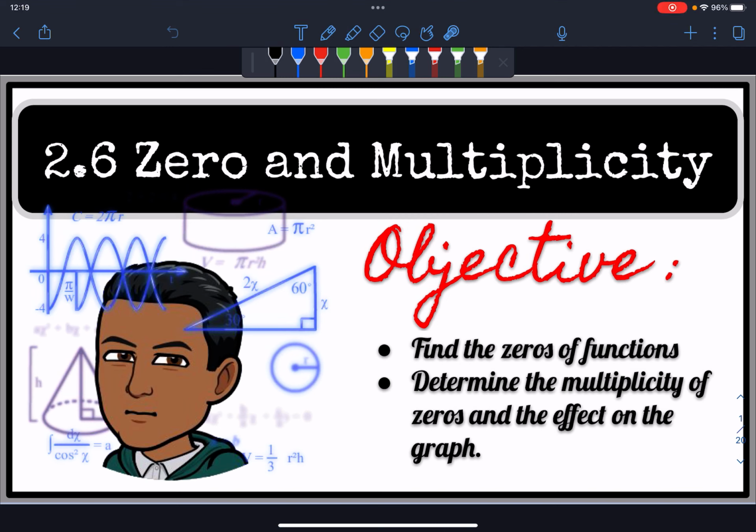Well, hello class. In lesson 2.6, you'll learn to find the zeros of a function and also determine the multiplicity of a zero and the effect it has on the graph.